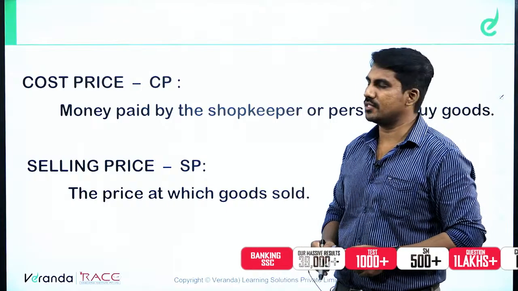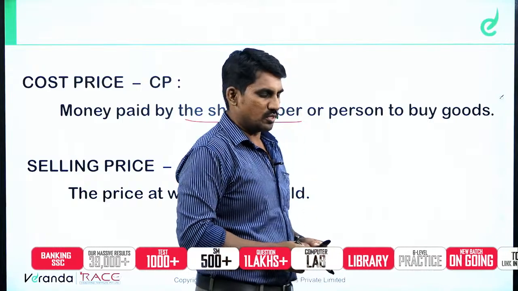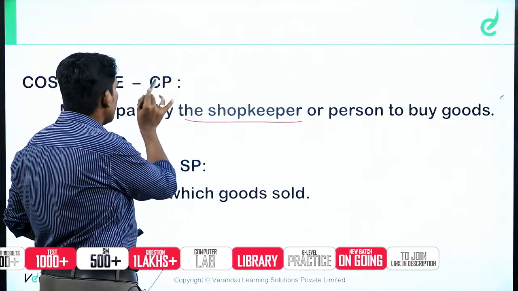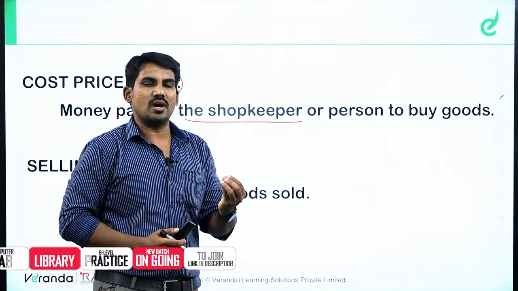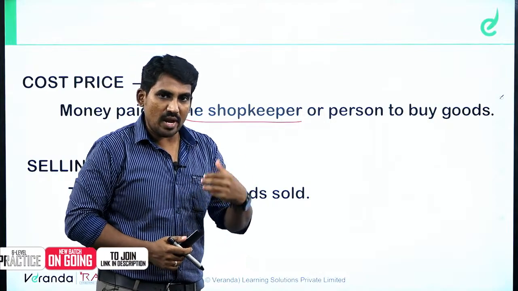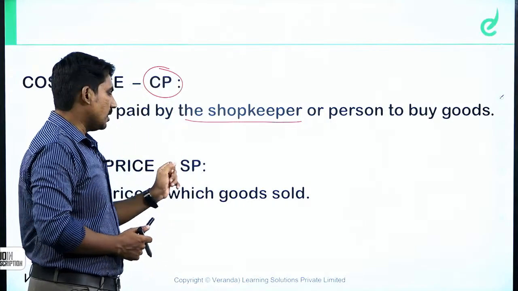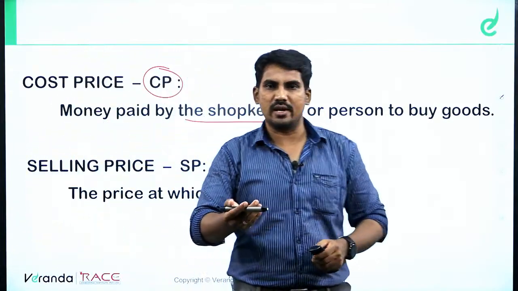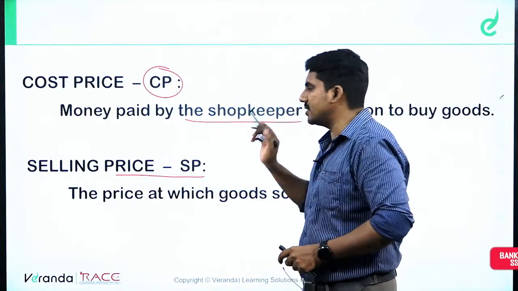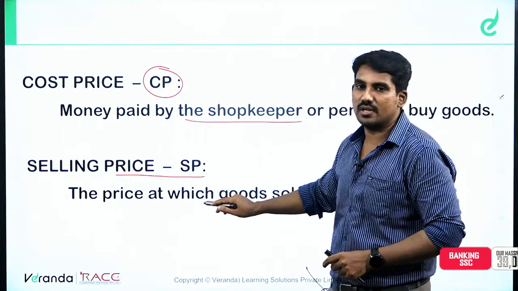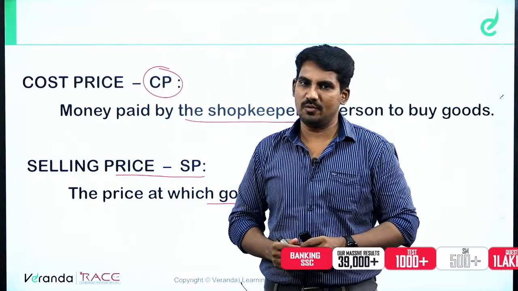Cost price. What is cost price? Money paid by the shopkeeper or a person to buy goods. Cost price is the purchasing price. A person bought an article for 2000 rupees. He paid 2000 and bought the article, that is CP, the cost price. Then what is selling price? Even if you don't know anything, you can easily understand. Selling price is the price at which the goods are sold, that is, the price at which we are selling.